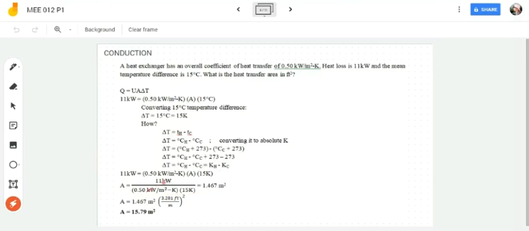For the unit analysis, kilowatt will cancel out, Kelvin will cancel out, so the remaining unit will be meter squared. And the answer is 1.467 meter squared, or 1.467 square meter. The question says that we need to find the heat transfer area in feet squared. So we will convert your 1.467 meters squared into feet. In 1 meter, there are 3.281 feet, squared since it is squared here. So meter squared will cancel out, and the unit will be in feet squared. The answer will be 15.79 feet squared. Okay, so that is for conduction.